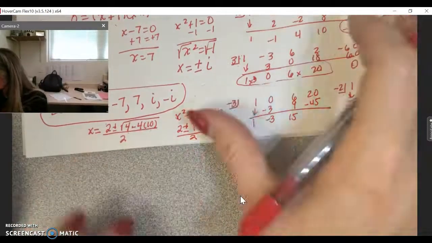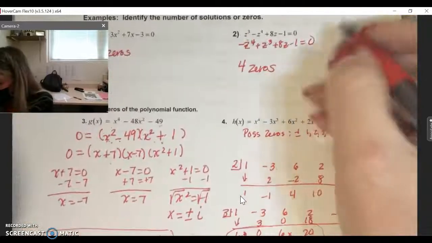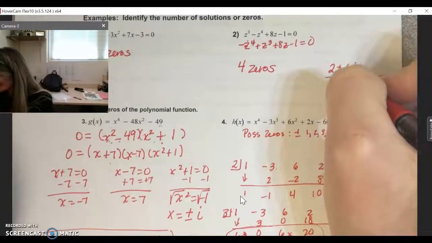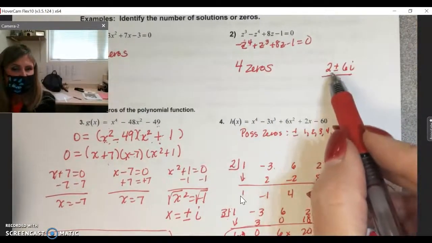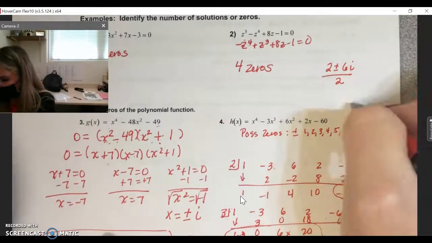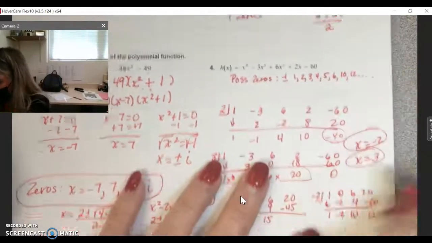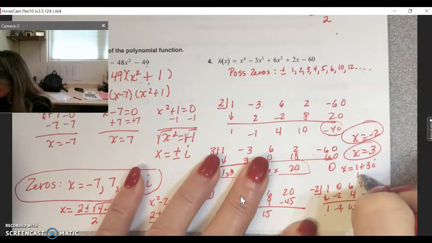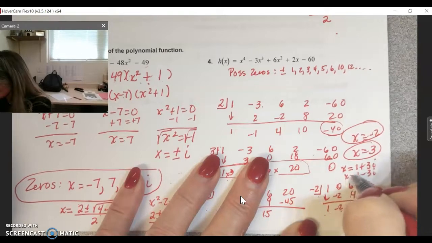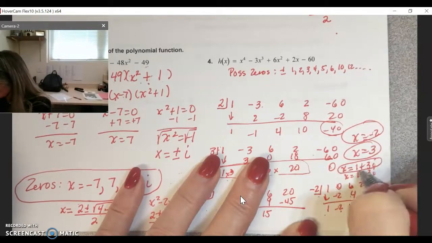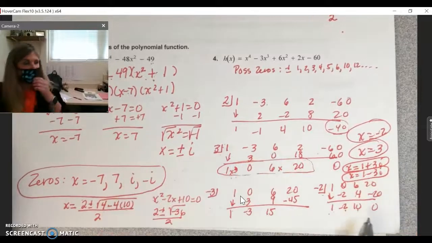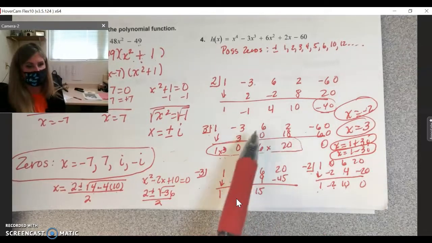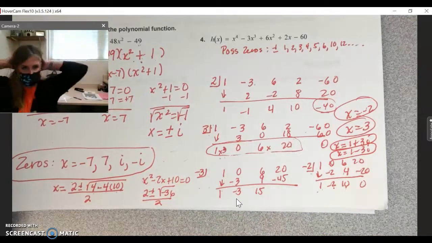6i. So I'm now going to have, sorry, I need more room. I have 2 plus or minus 6i over 2. Do you guys know what those solutions would simplify to? Great. So my other zeros are going to be 1 plus 3i and 1 minus 3i. And we found all 4 of the zeros. That's a lot of work, yes. So we won't have too many problems like that, just 1 or 2 problems.